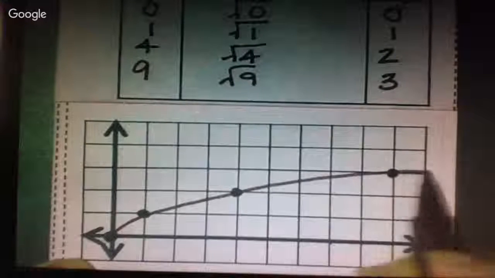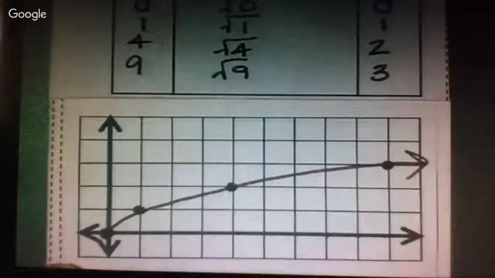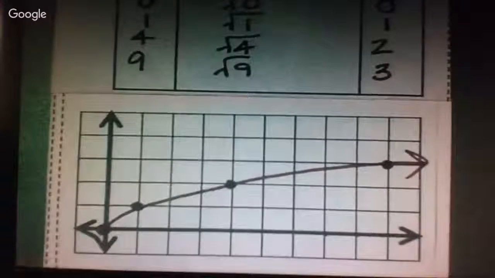Okay, so that means my graph of a radical has a point at (0, 0), (1, 1), (4, 2), and (9, 3). Bam. It's a wing. They call this the wing function. Okay, it looks like a bird's wing.